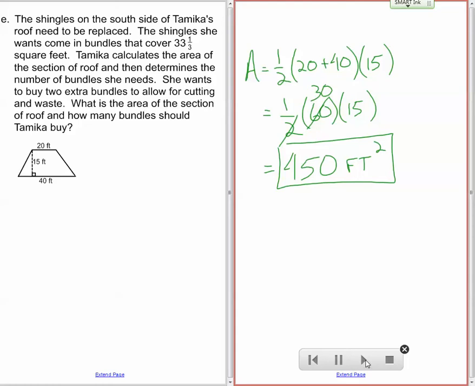So just to cover that space alone, how many bundles does she need? Well, let's look at it this way. I'm going to use a unit multiplier. I'm going to say, okay, if I've got 450 square feet that need to be covered, and every one bundle covers 33 1/3 square feet, that'll tell me how many bundles I need.